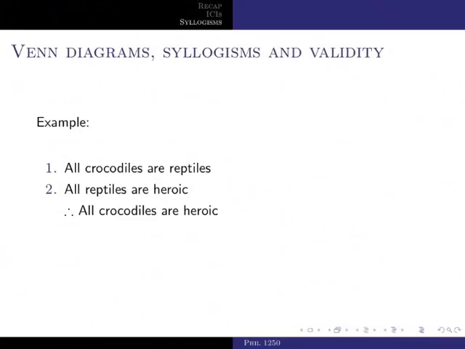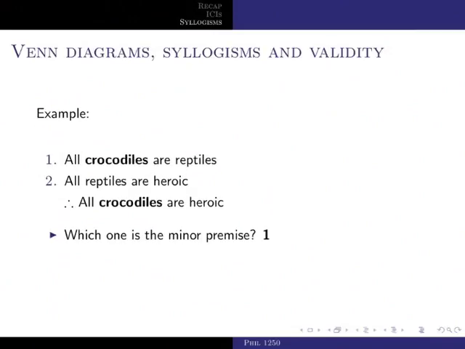Take this categorical syllogism as an example. First premise, all crocodiles are reptiles. Second, all reptiles are heroic. Conclusion, all crocodiles are heroic. So we can see that all premises and conclusions are in categorical form. The first thing we'll do is find the minor premise. Remember that the minor premise is the one which has the same subject term as the conclusion. The subject term of the conclusion is crocodiles, and premise 1 contains crocodiles as its subject term. So 1 is the minor premise.